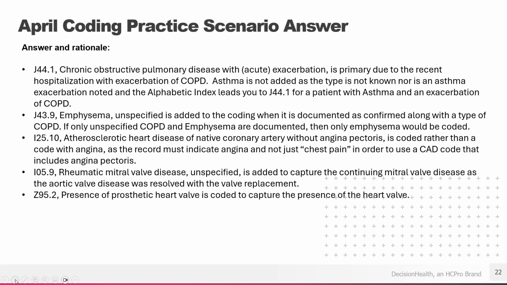But when you look at the alpha index for a patient with asthma with an exacerbation, it's going to lead you to that J44.1. Now, the coding tips also tell us, and there's no Excludes1, that emphysema unspecified is going to be added when it's confirmed, as long as a type of COPD is listed. Now, exacerbation of COPD is considered a type of COPD.